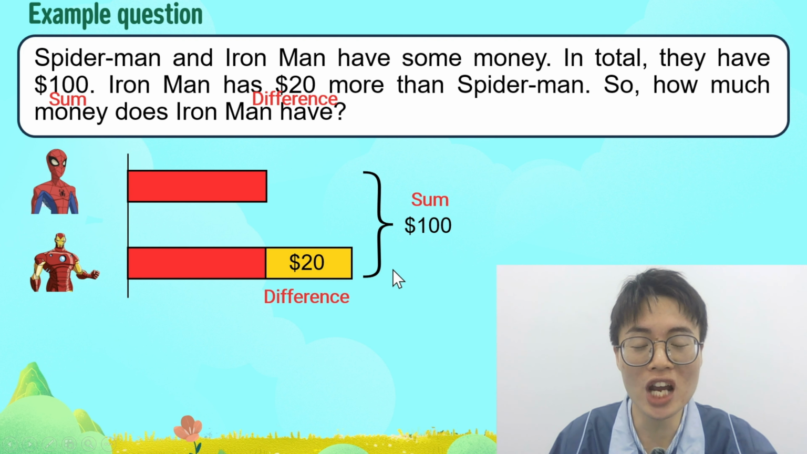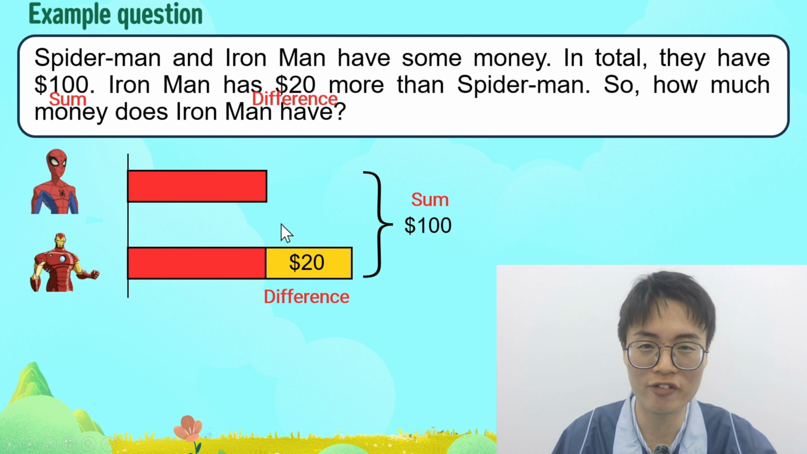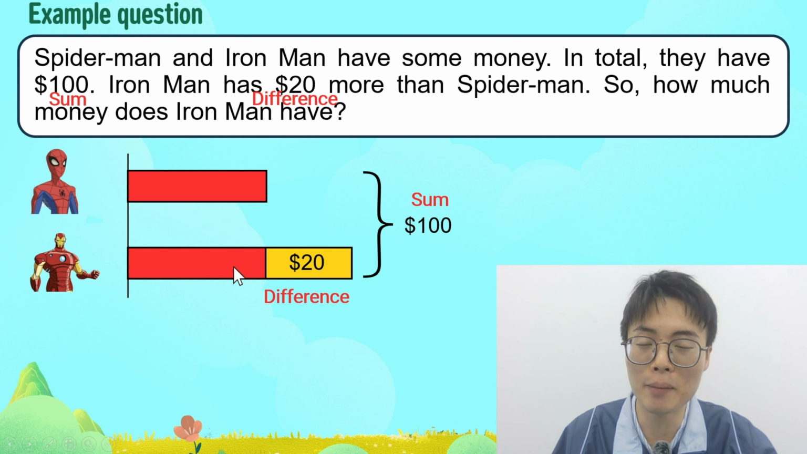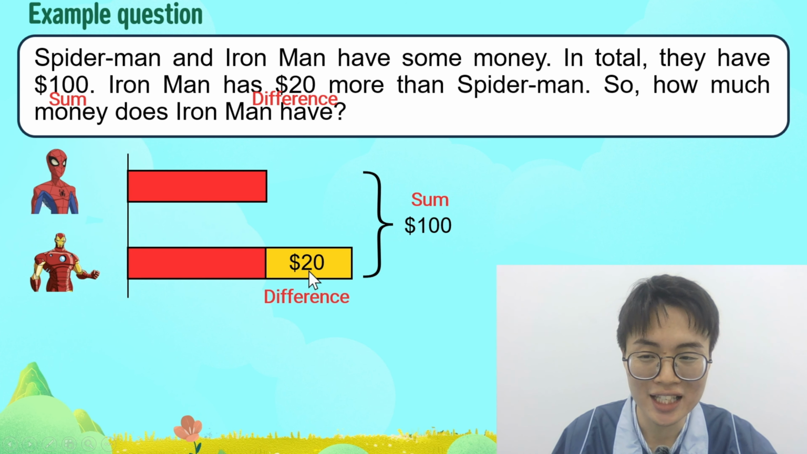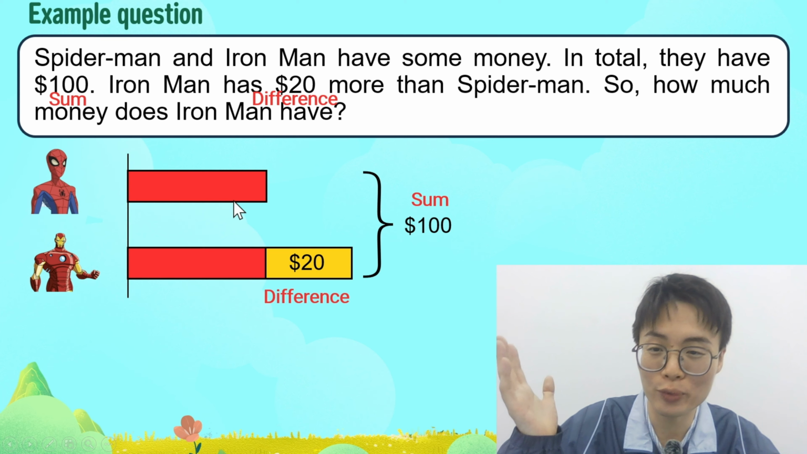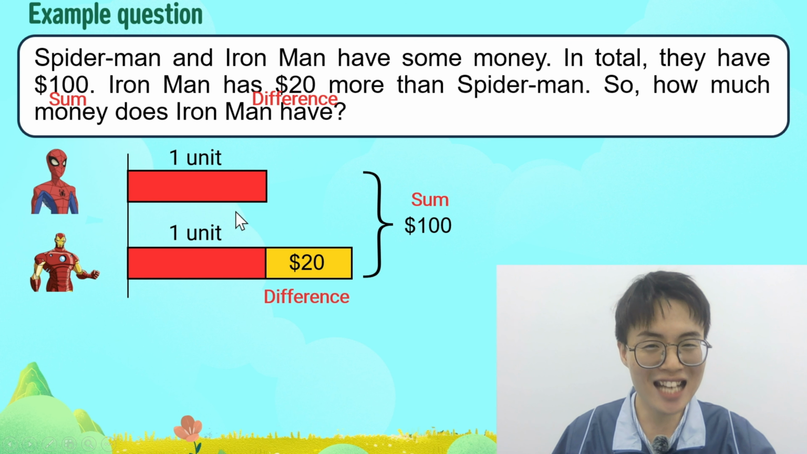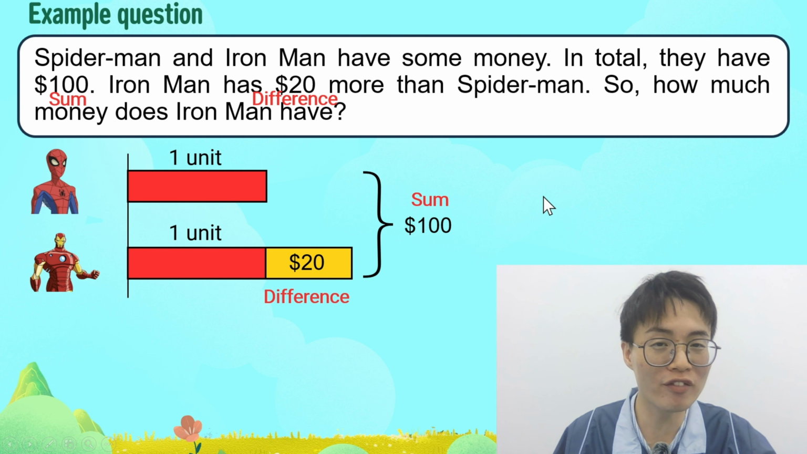So maybe we can change the different numbers into the same number first. We can change the Spider-Man's block into Iron Man's block, or we can turn Iron Man's block into the Spider-Man's block. We can choose either of these 2 methods. Here, I will remove $20 so that each person will have the same red part. For each red part, we give it a name. It's called 1 unit.